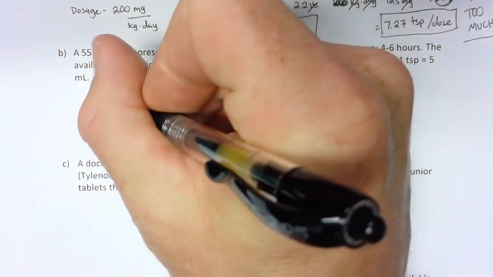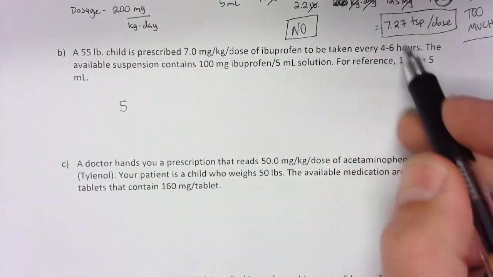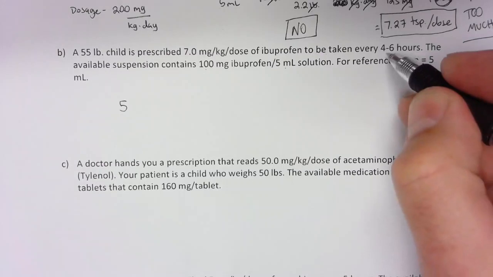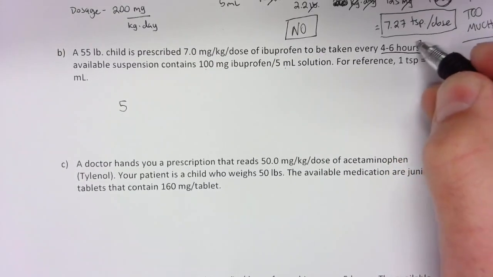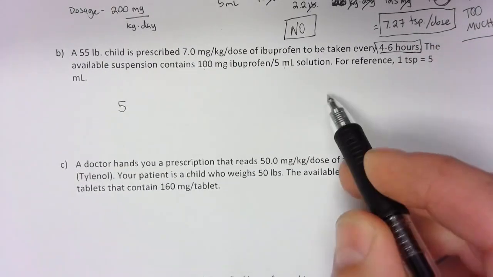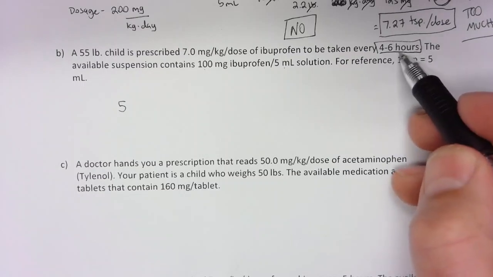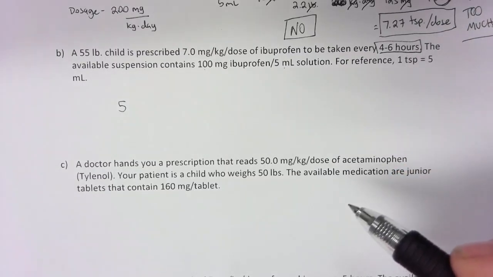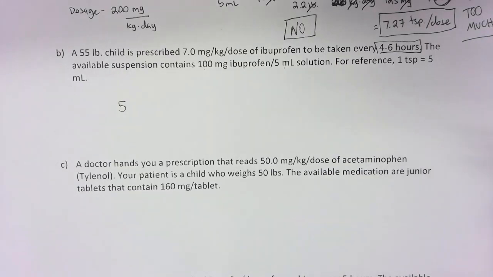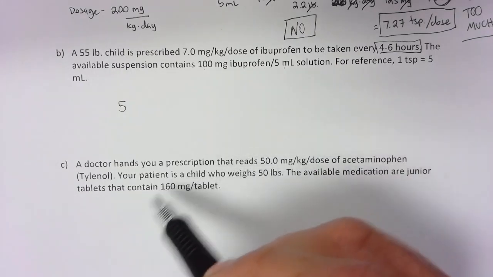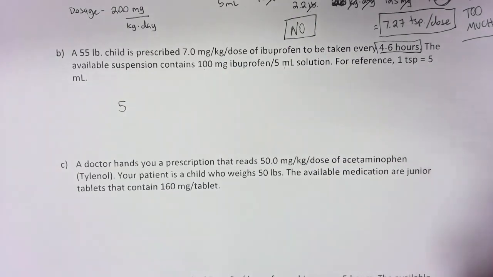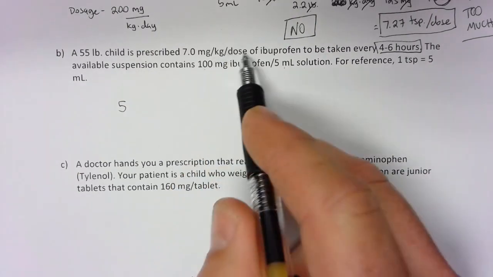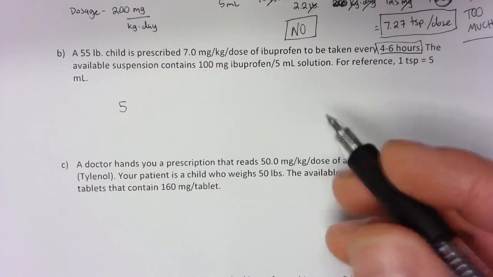With this one, we're just thinking about this in terms of doses. We don't need to use this 4 to 6 hours for anything. This is just saying that this is the typical time period where you would want to give a dose every 4 to 6 hours. We're just going to calculate for 1 dose. How much is prescribed for this 1 dose, not per day or anything like that.